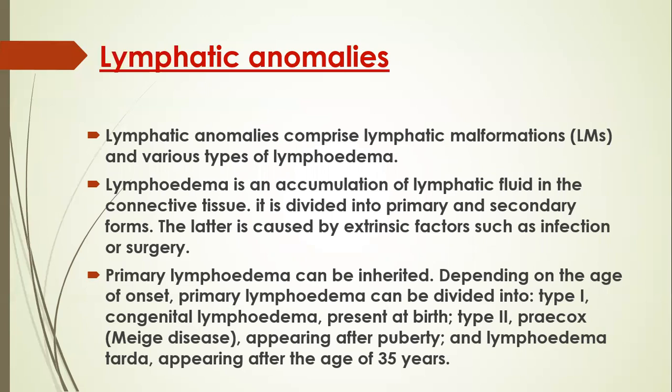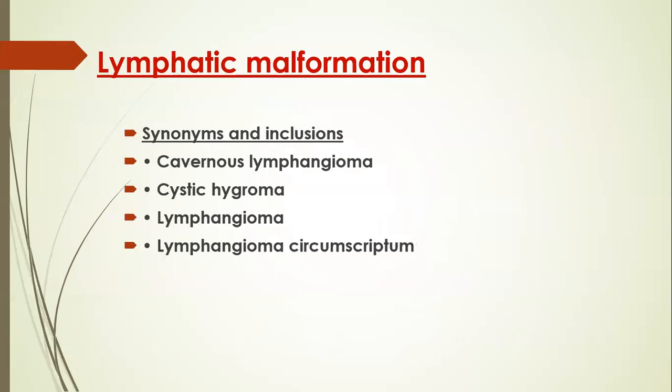The primary lymphedema is inherited, and depending upon age of onset, is divided into type 1, which is congenital lymphedema that is present at birth, and type 2, which is the praecox or Meige disease appearing after puberty. And the third type is lymphedema tarda that appears after the age of 35. Lymphatic malformations include the cavernous lymphangioma, cystic hygroma, lymphangioma, and lymphangioma circumscriptum.